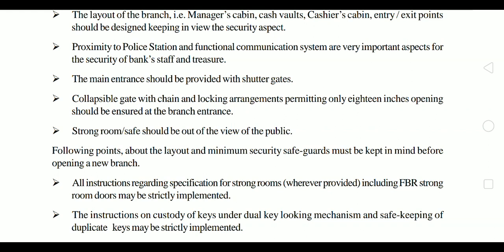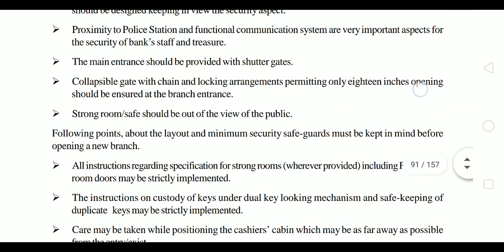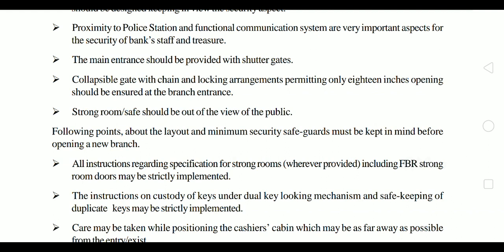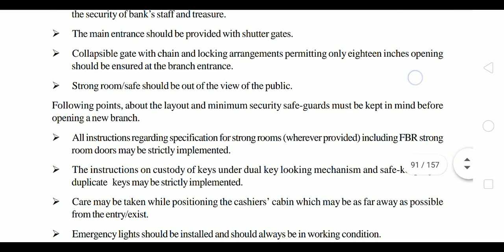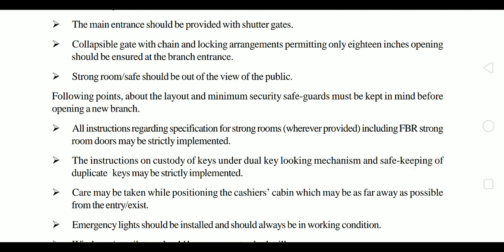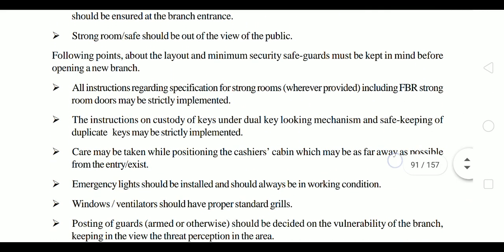Only one person can enter. They should permit only an 18-inch opening so that only one person can enter at a time. Next, the strong room or the safe room should be kept away from the public. They should not be in front of the public, or the public should not directly see or go through the strong room.